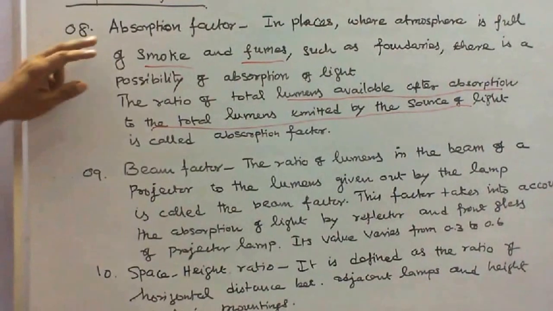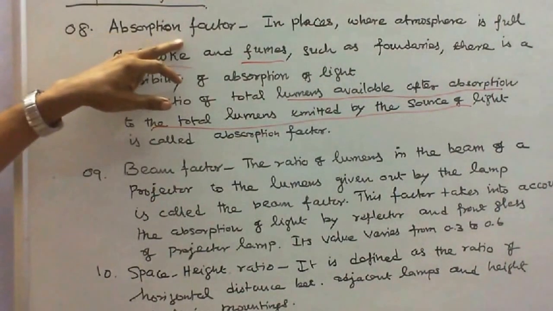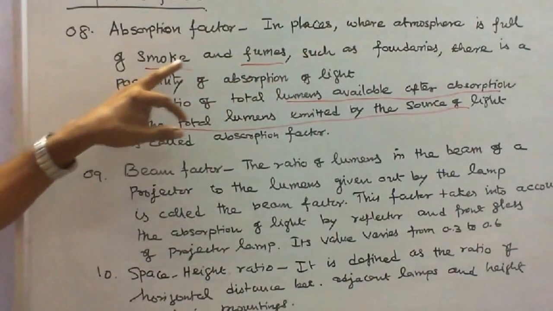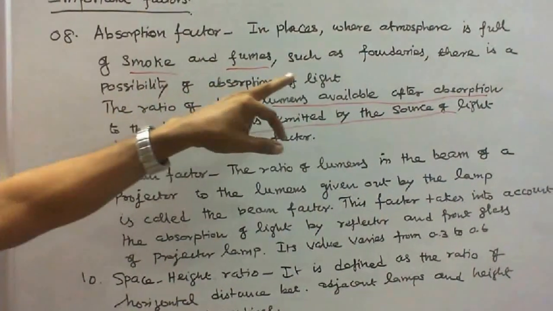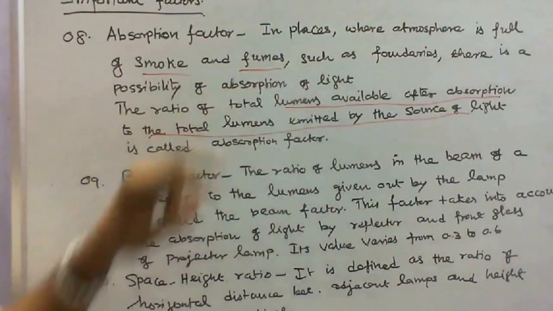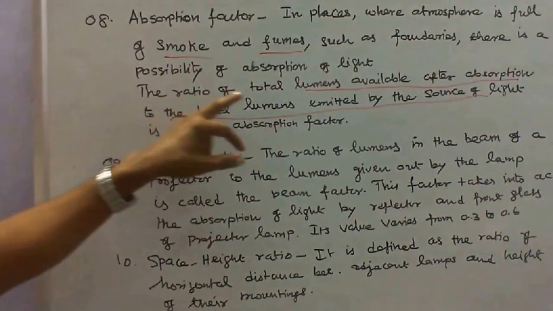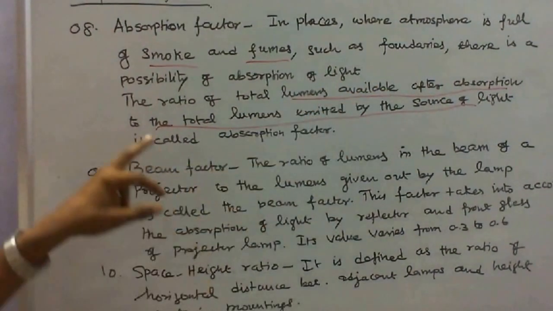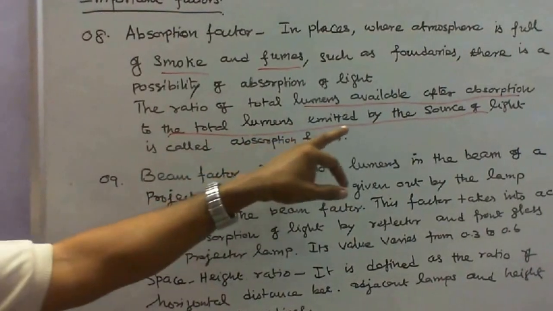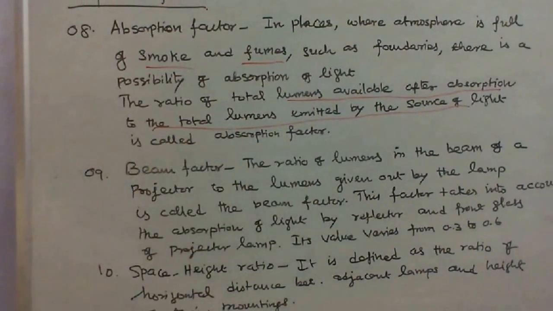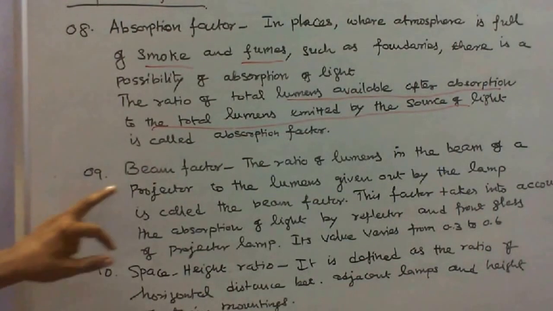8th term is absorption factor. In places where atmosphere is full of smoke and fumes, such as foundries, there is a possibility of absorption of light. The ratio of total lumens available after absorption to the total lumens emitted by the source of light is called absorption factor. The 9th term is beam factor.